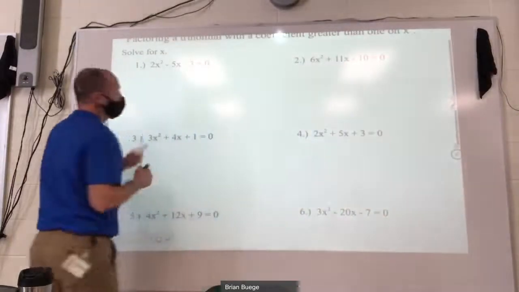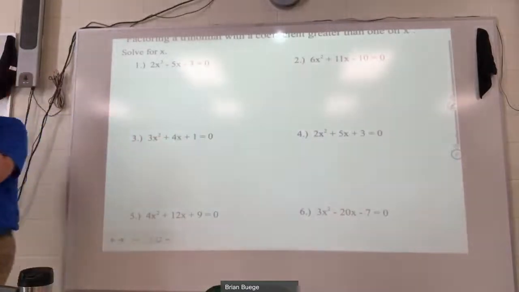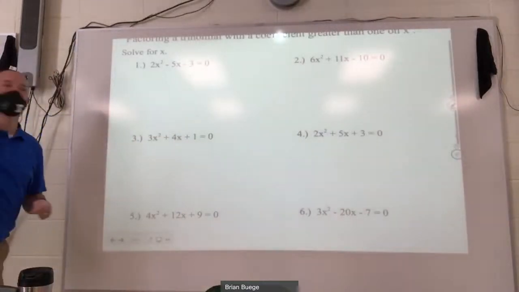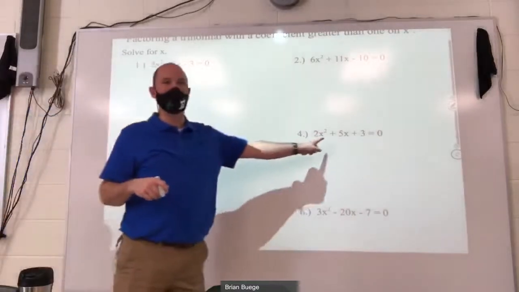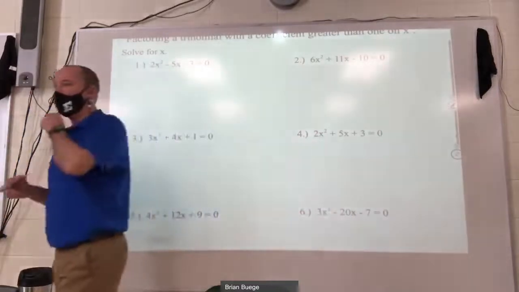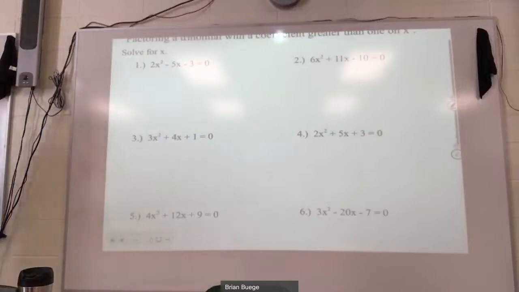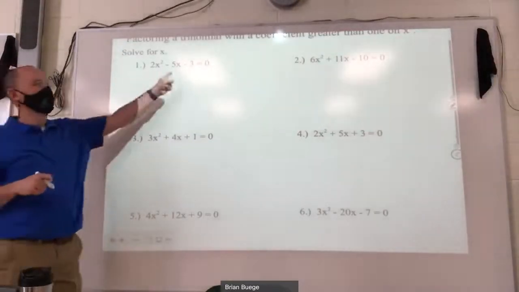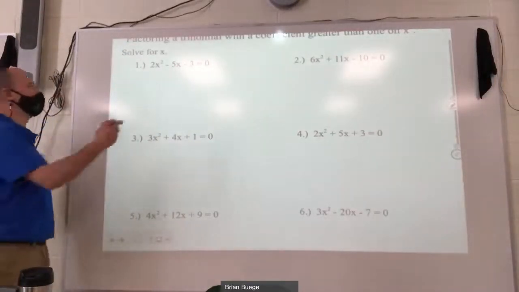Solving for x. We'll do problems 1 and 2 together. Oh, and by the way, you can cross off problem number 10, because it is a 100% repeat on accident of problem number 4. They're the same problem. So number 10 you can cross off. But let's take a look. Let's do problem number 1 here together.